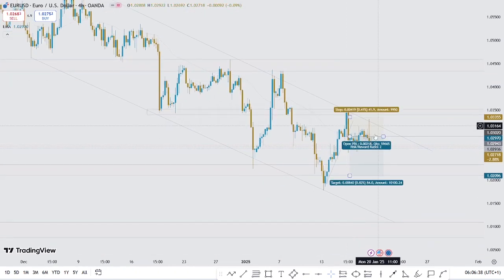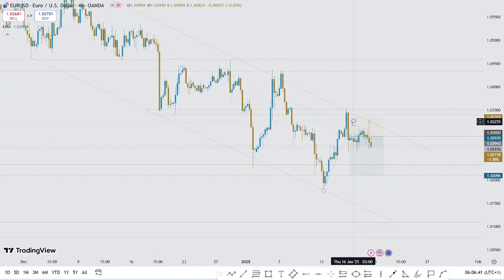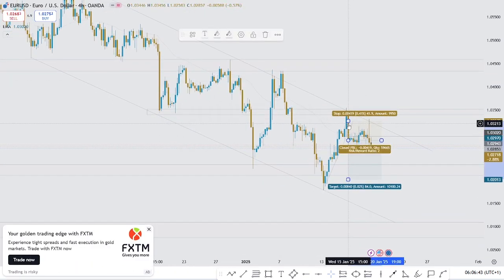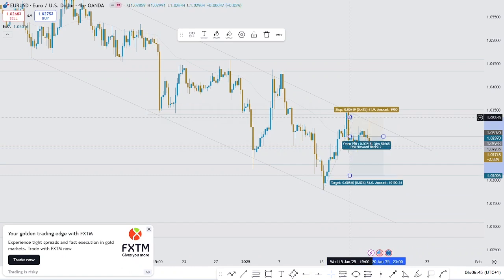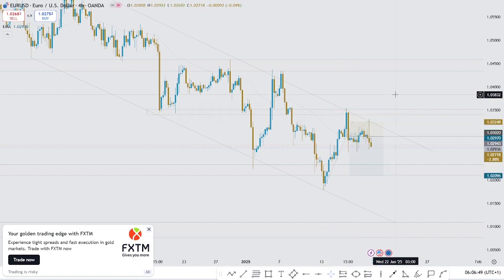This was the trade. It hit me out. Let me put the SL where it's supposed to be. It hit me out, but I later find my mistake here. It took me out somewhere here. Okay, I later find my mistake here. So let me show you guys what happened.